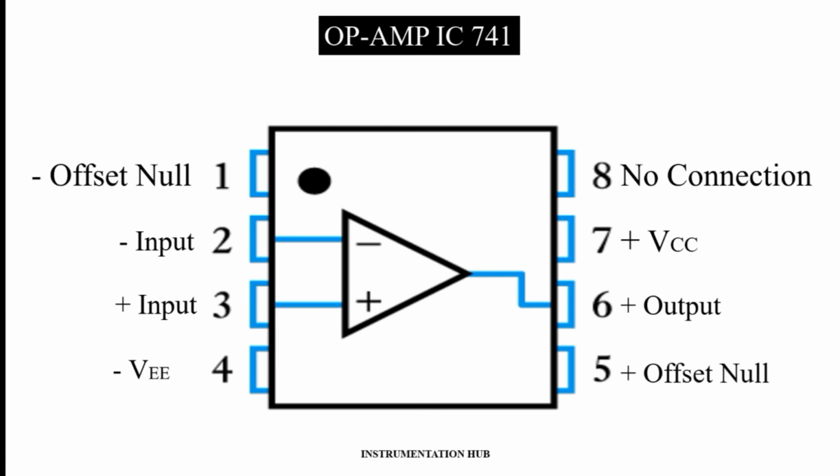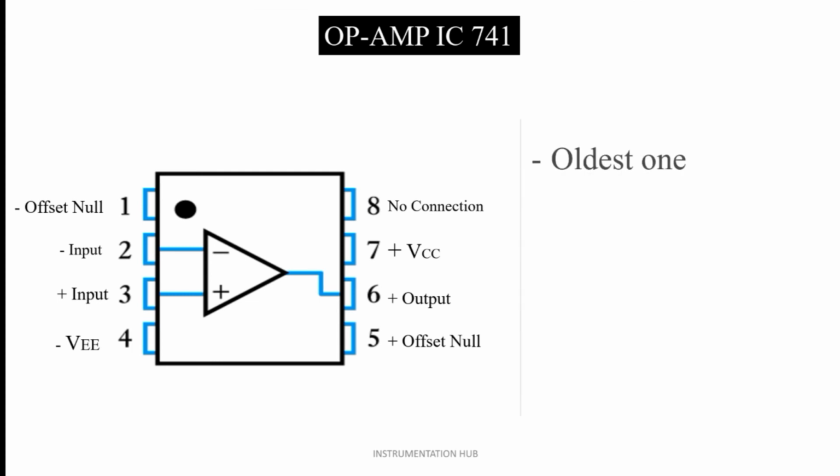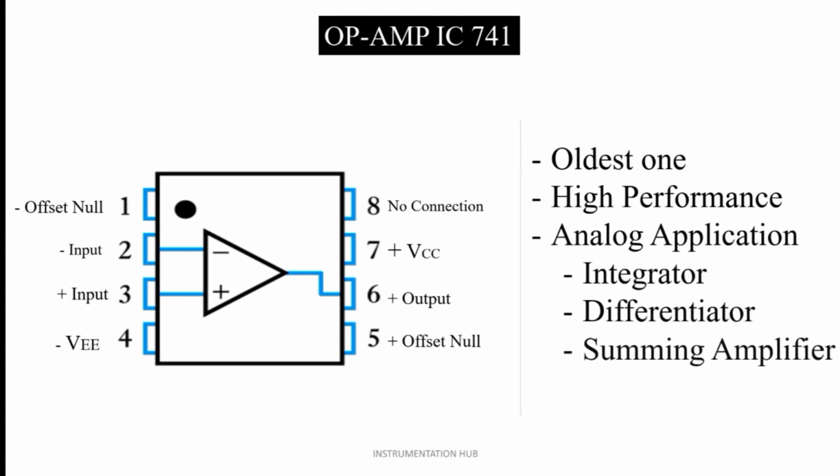So friends, as I have told already, IC 741 is the oldest and most popular IC for OPAMP. It is a high performance operational amplifier. It can be used in various analog applications such as integrator, differentiator or summing amplifiers. Along with this, there are many applications that we have already seen in the previous part of the video.